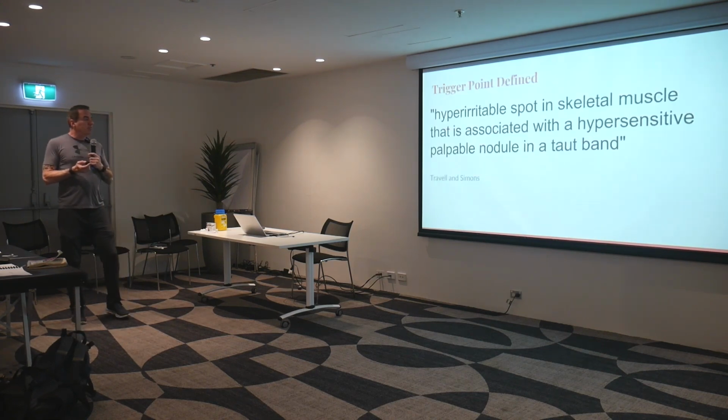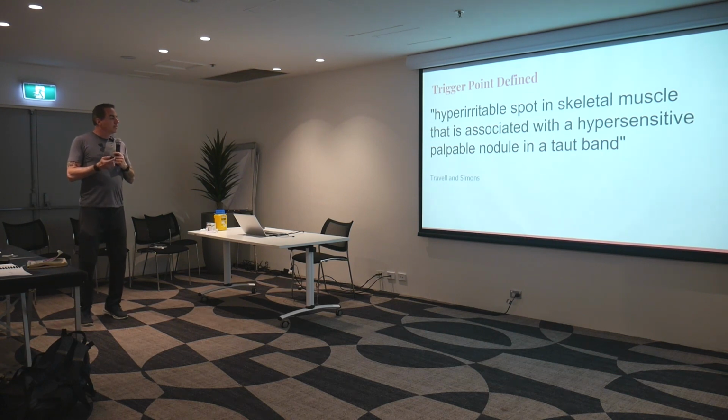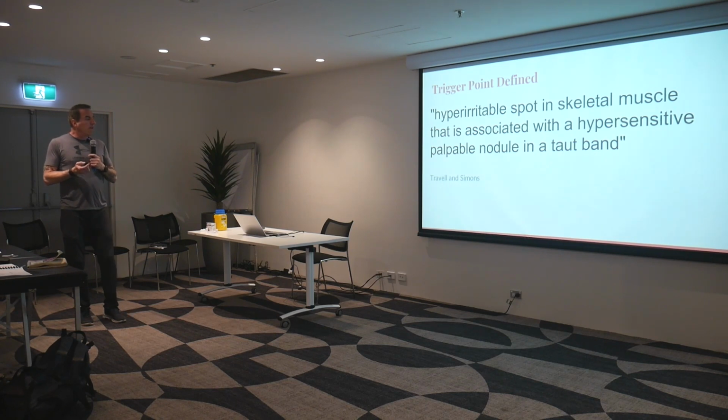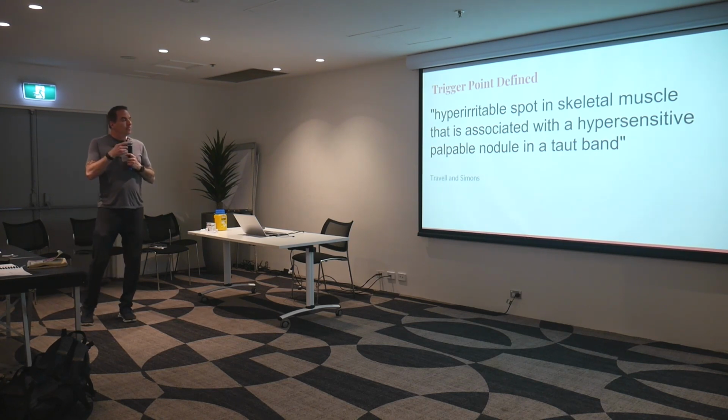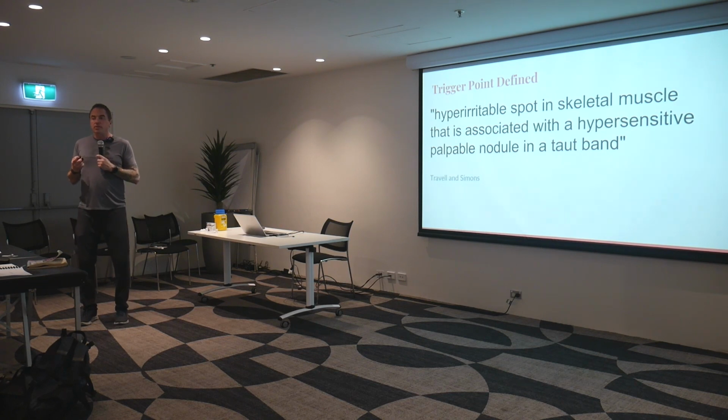So, a trigger point is a hyperirritable spot in skeletal muscle that's associated with a hypersensitive palpable nodule in a taut band. The taut band is such a good terminology because when I think trigger point, I think something round. And trigger points are not round. They're not knots, knots with a K, and they're not points. They're taut bands. So we're always palpating for taut bands. They're going to be long, ropey bands.